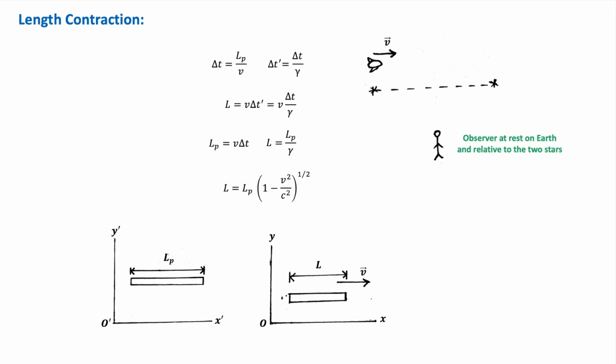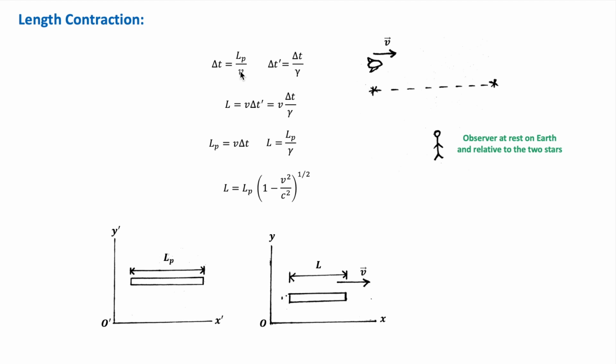So to understand this, suppose a spaceship is traveling with a speed v between two stars, and suppose there are two observers, one is at rest on Earth and the other is in the spaceship, okay? And the observer at rest on Earth is also assumed to be at rest with respect to the two stars. So suppose this observer here measures the distance between the stars to be Lp, and it is known as the proper length. So according to this observer on Earth, the time it takes the spaceship to move from one star to the other is delta t equal to Lp over v.